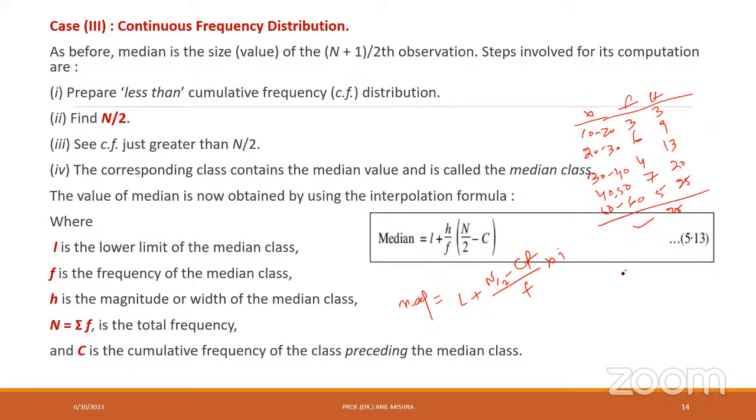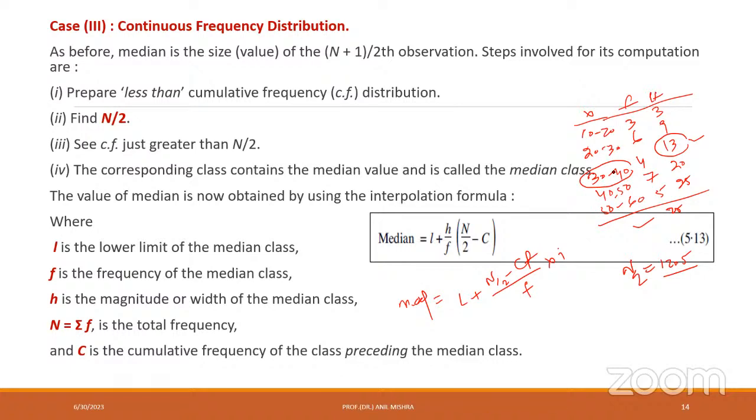Where is the n by 2? Mark it, n by 2, which is 12.5. Is 12.5 there in the cumulative frequency? No, it is not there. The next one is 13. So 13 is in the class 30 to 40. That means the median value lies inside the class 30 to 40. The median value lies in the class 30 to 40.